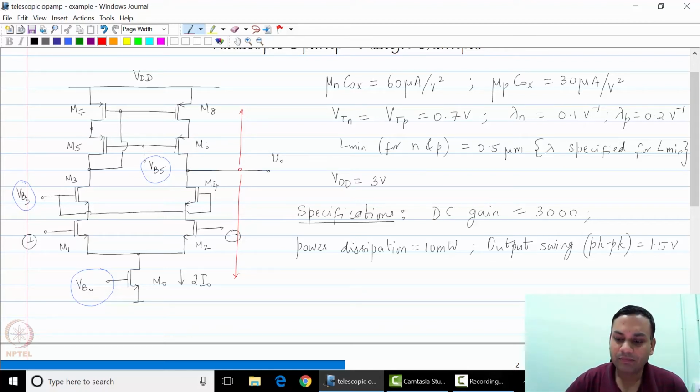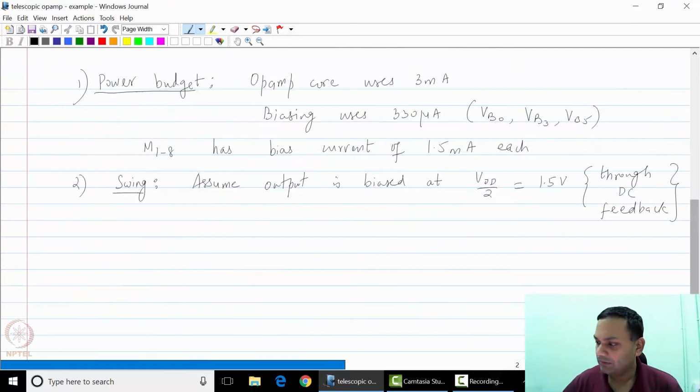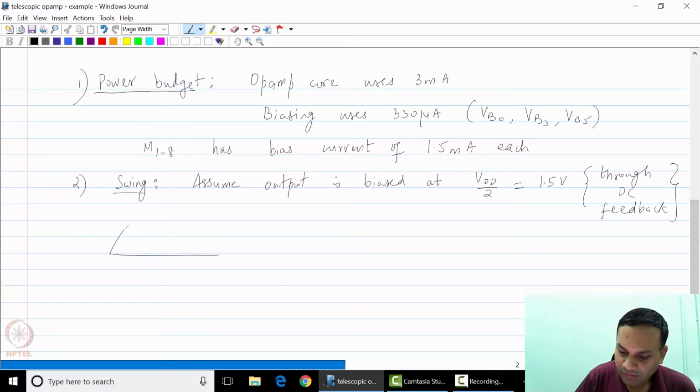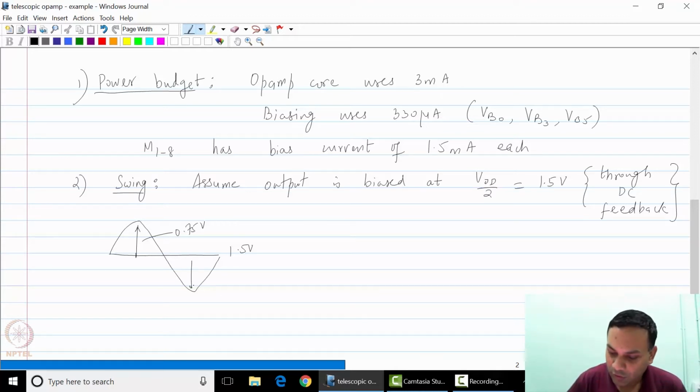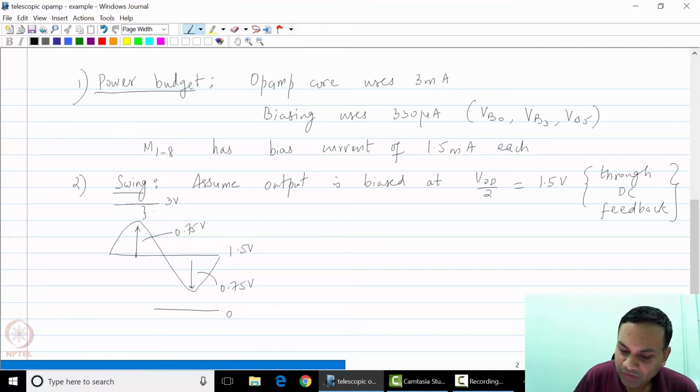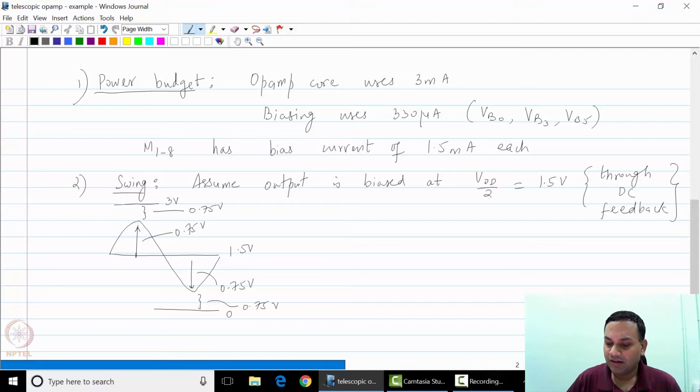as you can see, you have M8 and M6 above, going to VDD, and M4, M2 and M0 going to ground. So you can see that if the output were biased at 1.5 volts and it needs to swing to 0.75 volts on either side, so that the overall peak to peak swing is 1.5 volts, then you will find that between supply and ground, you have an additional 0.75 volts at the top and bottom to make up the full 3 volt headroom.